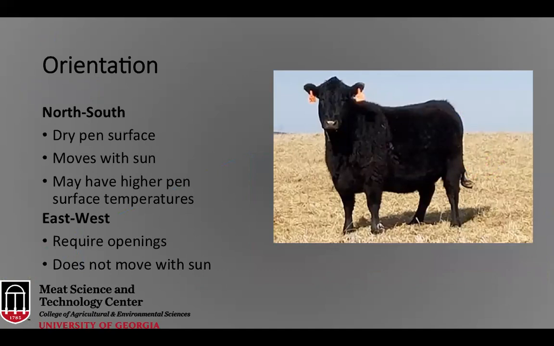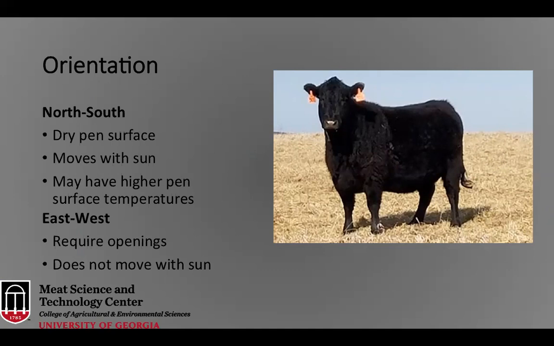So orientation does matter when picking your shade structures. North-south usually moves with the sun during the day. It creates an area where you can actually dry the surface of the pen. Also, increased exposure does have a risk of higher surface temperatures, because as that sun moves, the shade will also cast with that north to south structure. So as that shadow casts away from the shaded structure, sunlight can penetrate the inside and also warm up the inside footing. And east to west doesn't really have that problem, but it does require opening.